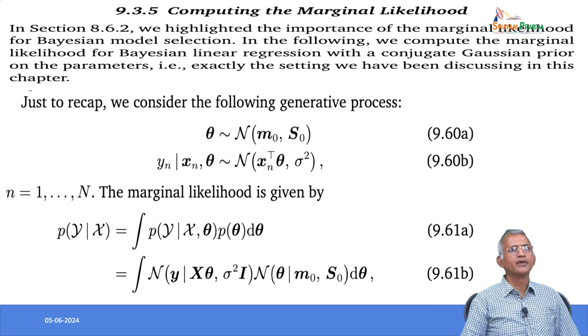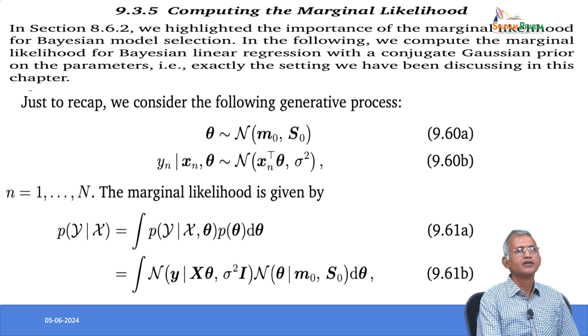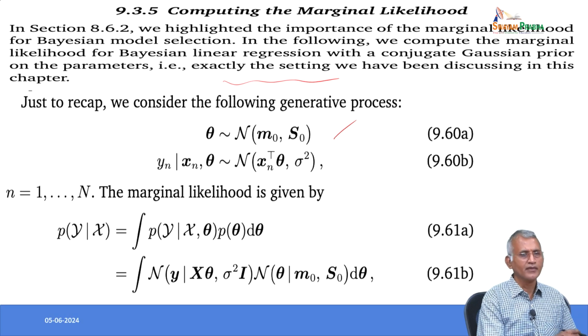Now, we have another topic, computing the marginal likelihood. In the previous section we highlighted the importance of marginal likelihood for Bayesian model selection. In the following, we compute the marginal likelihood for the Bayesian linear regression with conjugate Gaussian prior on the parameters. That is exactly the setting we have been discussing in this chapter. Just to recap, we consider the following generative process. Theta is distributed as N of m naught comma S naught (equation 9.60a), and y_n given x_n comma theta is distributed as N of x_n transpose theta comma sigma square (equation 9.60b), where n equals 1 to N.